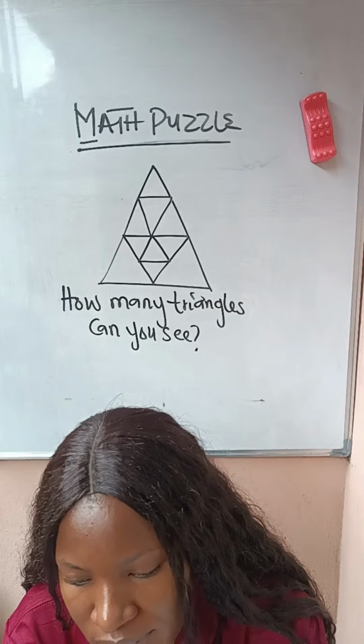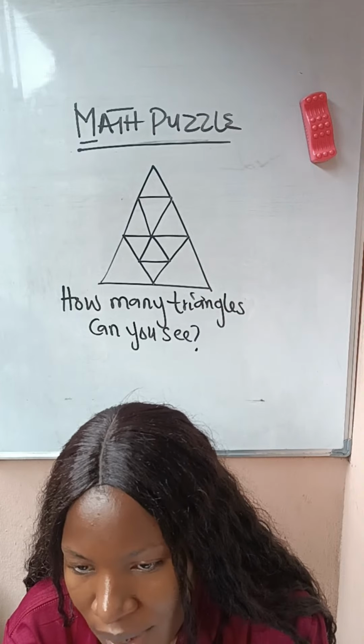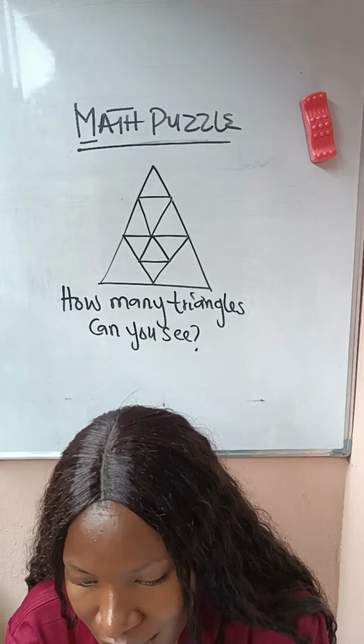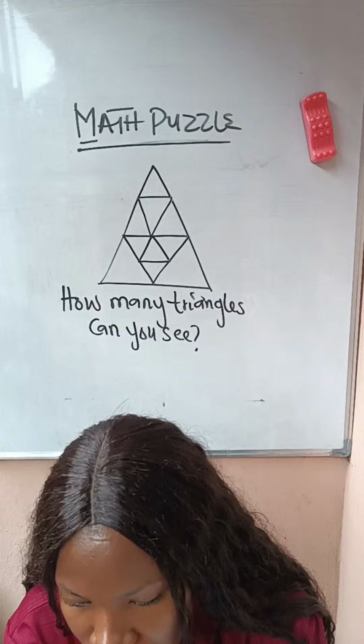I'm going with 14 because there's a triangle in the A of math. Lazy person, we are not counting that. Okay, we are just counting the triangles in the diagram. So Manson says 13, Dope is saying 12.